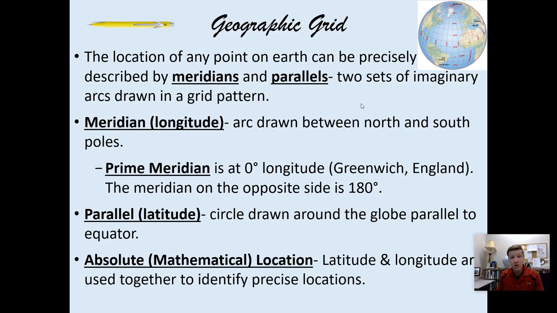Meridians are lines of longitude, and parallels are lines of latitude. Meridians, again, are the ones that go north and south. Think of Meridian the road, 135. It goes north and south. The prime meridian is located at 0 degrees longitude in Greenwich, England. I'll give you more of the history on that here in a second.